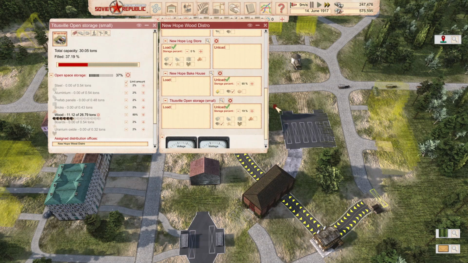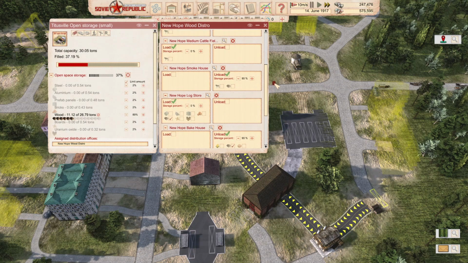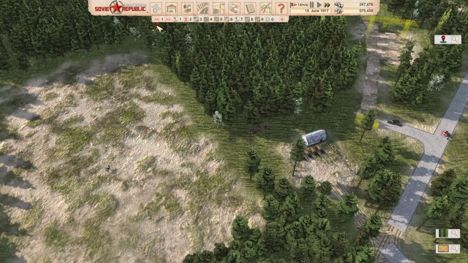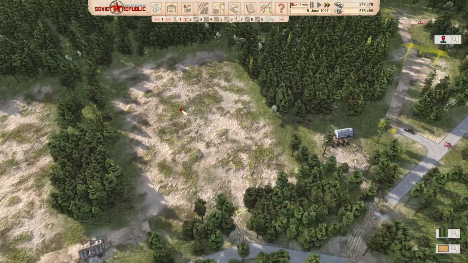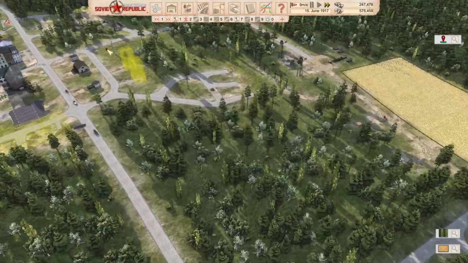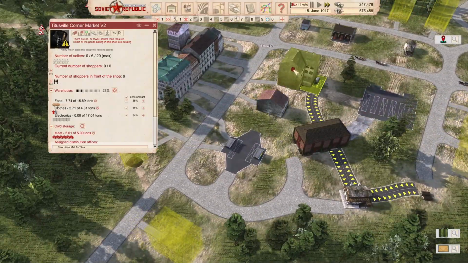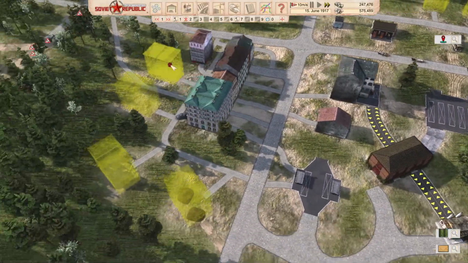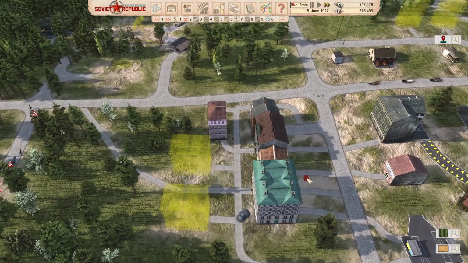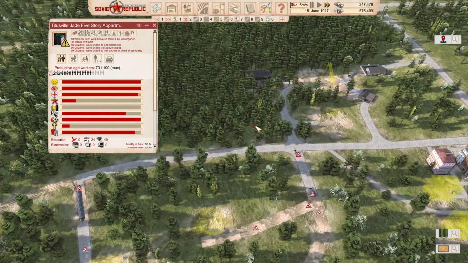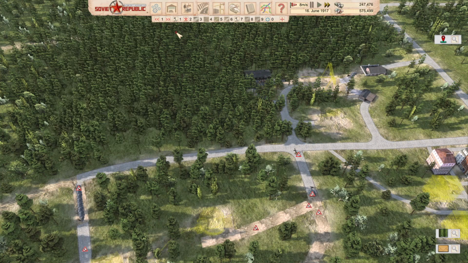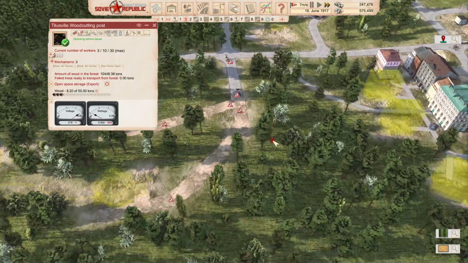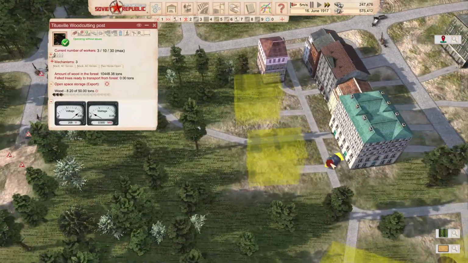The bakehouse is at 90%. I think the problem is that the wood takes a little while to get down to here. I wouldn't mind. We've got meat, we're good. That should keep everybody happy. Okay, the $6 million question is, yes, we can now get workers out to here walking. That's brilliant. That's exactly what I wanted.